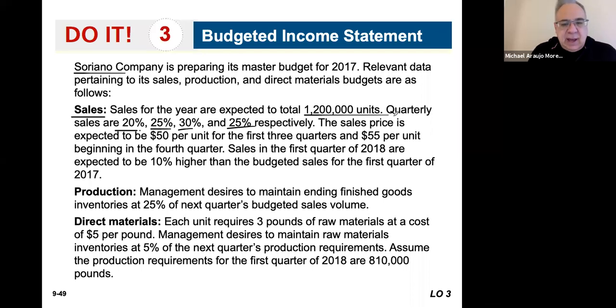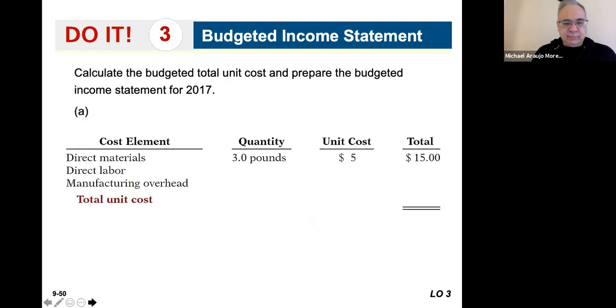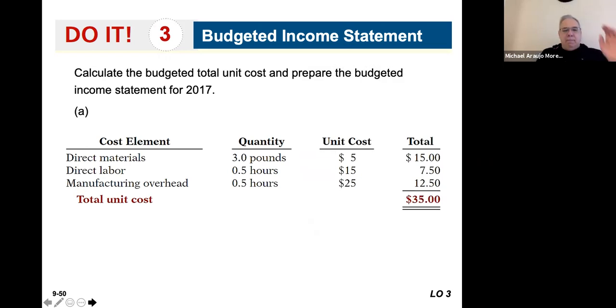Okay. And the sales price is $50 a unit for the first 3 quarters, 55 for the fourth quarter. They have information on production and direct materials as well. Why does this look extremely familiar? I think we already did this in one way, shape, or form. I wouldn't be surprised. So the first thing they want us to do is to calculate the unit cost.